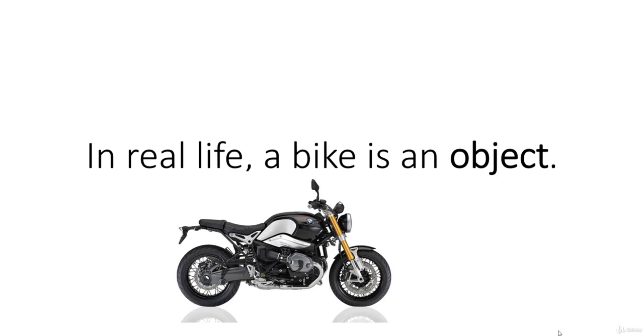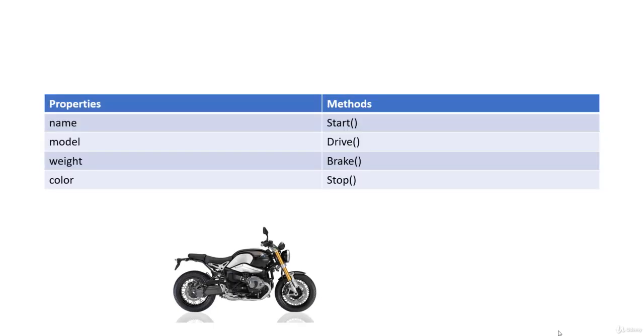Let's take a small example, which is the bike. In real life, a bike is an object. What you can see in the bike and what this bike does is all about the properties and methods of that object. We have taken the small example of the bike. You can also take a car, or any animal, which has its own properties and methods.